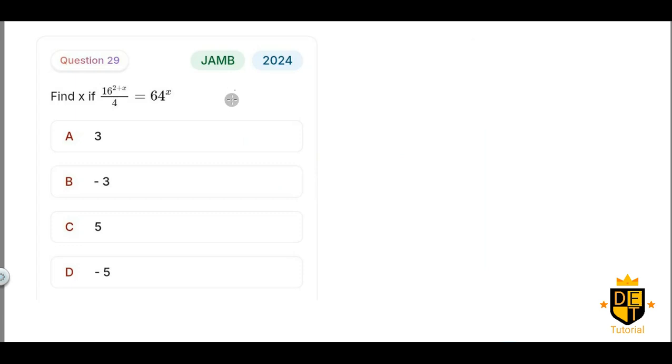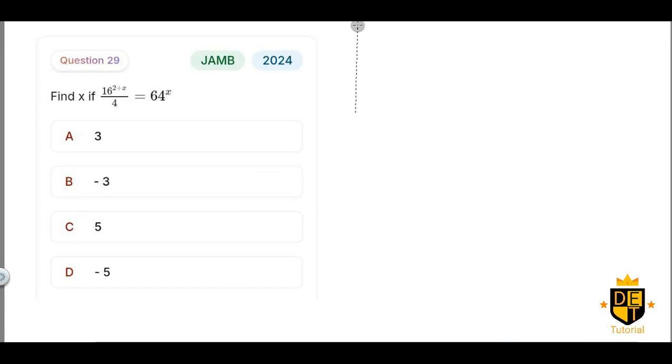Alright, so here we're going to look at this 2024 JAMB question 29. The question is, find x if 16 raised to the power of (2 plus x) over 4 is equal to 64 raised to the power of x. Option A is 3, option B is minus 3, option C is 5, option D is minus 5.